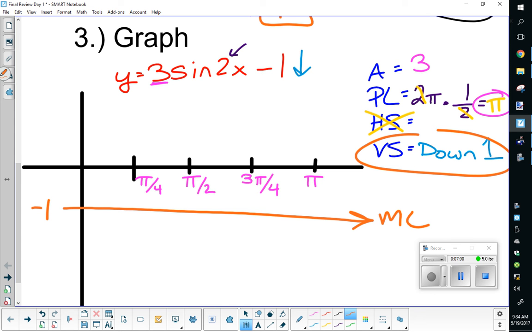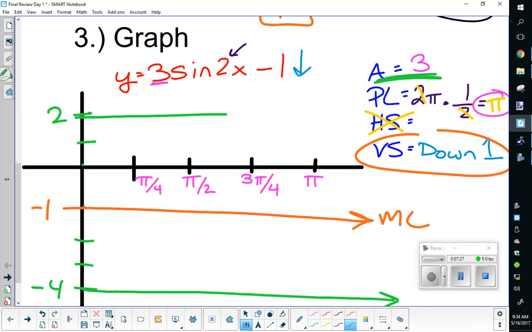Then we do amplitude. We started with our midline, and then we've got an amplitude. Our amplitude in this case is 3. That means I'm going up 3, and I'm going down 3 from that line. So from here I'm counting up 1, 2, 3. So I'm up to 2. It's like -1 plus 3. I'm going to go down 1, 2, 3 to -4. That's the bottom of my graph. That's the top of my graph. Everything's going to live in between those 2 lines.